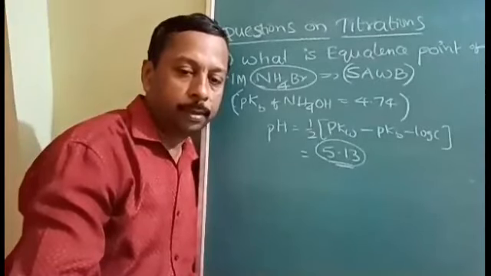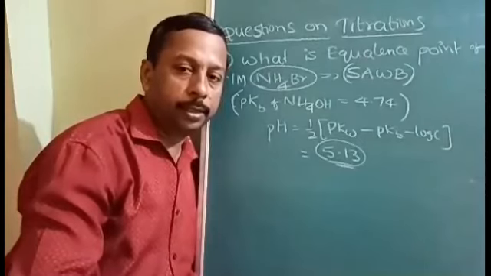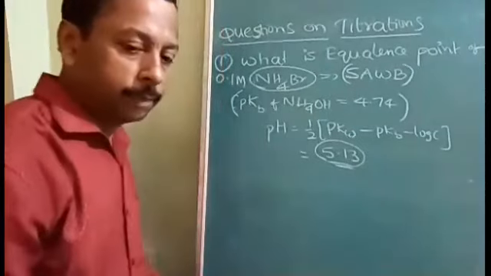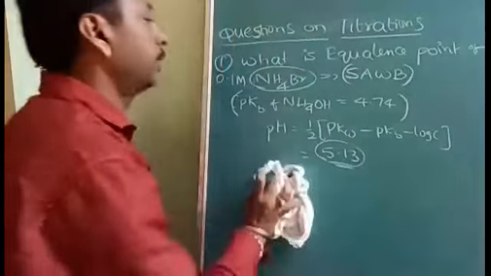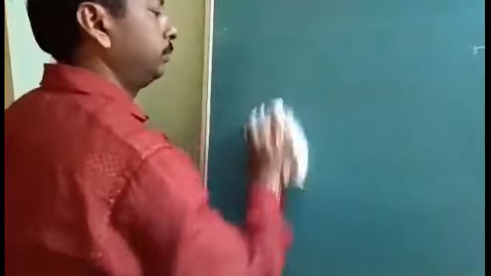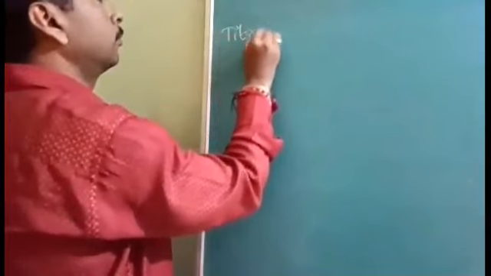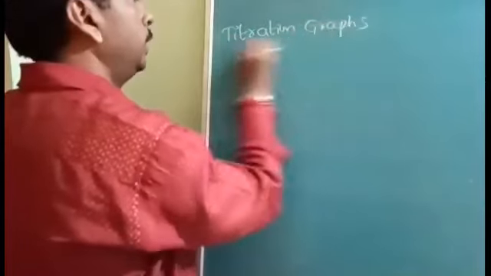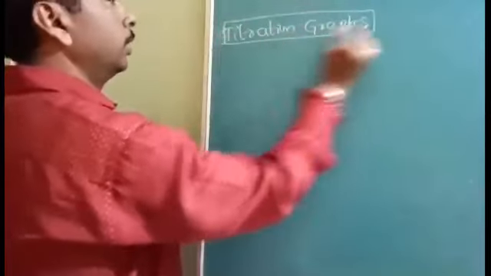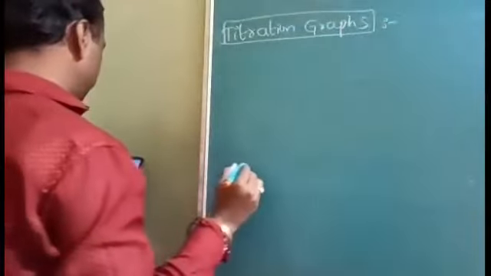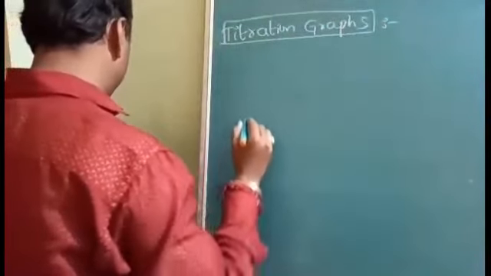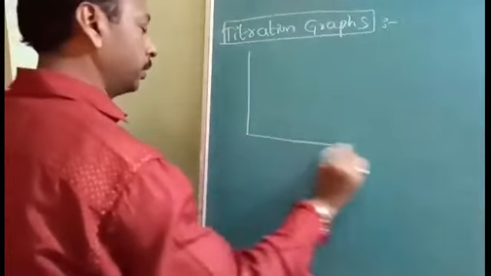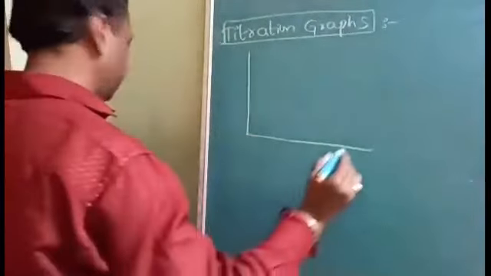Okay. Now, the next topic we are going to see is graphs. Write down: titration graph. Next topic is graph titrations. Titration graphs are very difficult to understand, but I will try to explain in the simplest pattern so that you are able to answer all the questions.